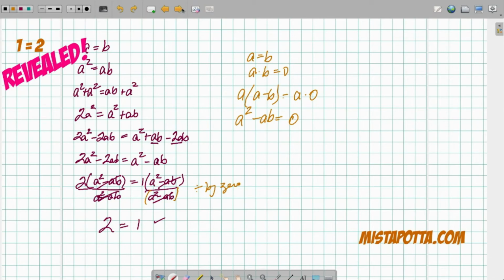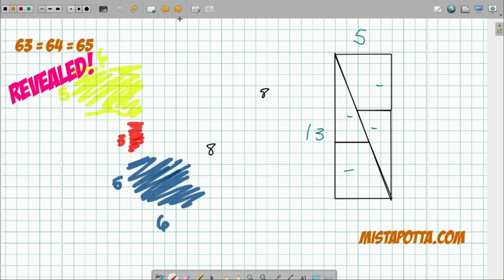So a simple algebra issue. And it's something we have to watch out for in our algebra classes. We need to make sure that we don't have any division by 0, because it means that whatever algebra occurs afterwards is questionable. So for the second proof, we proved that 63, 64, and 65 were all the same number. And the issue actually has to do with these shapes.